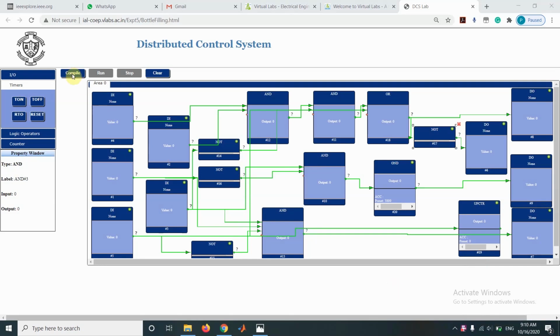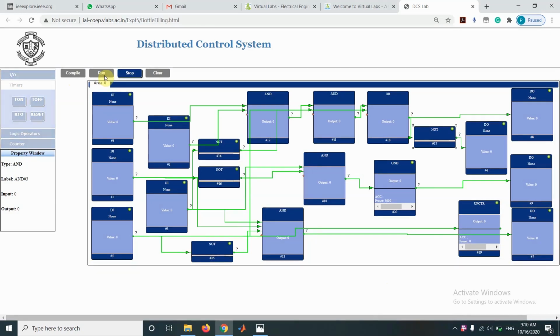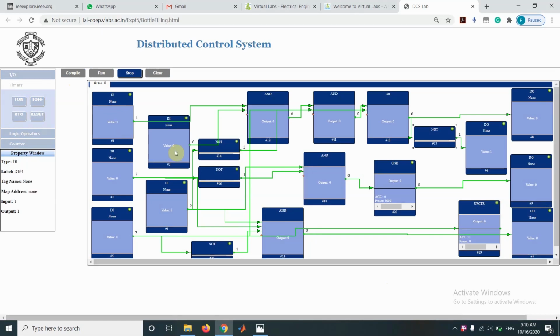Now to start the process, we compile, run. To start the process, we toggle the field start and DCS input. Now these two AND gates and OR gate become one. The conveyor motor starts running and the pneumatic cylinder is off.